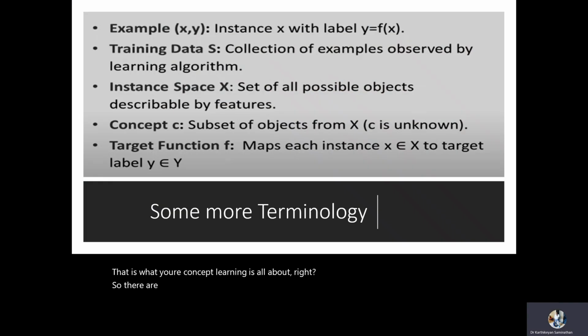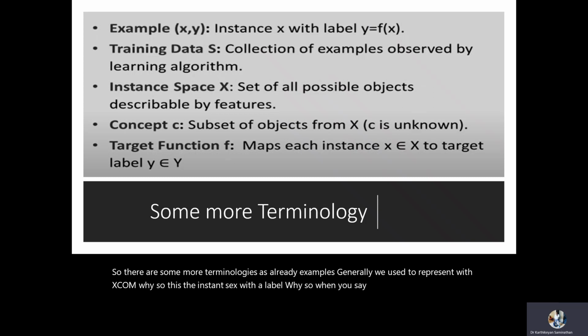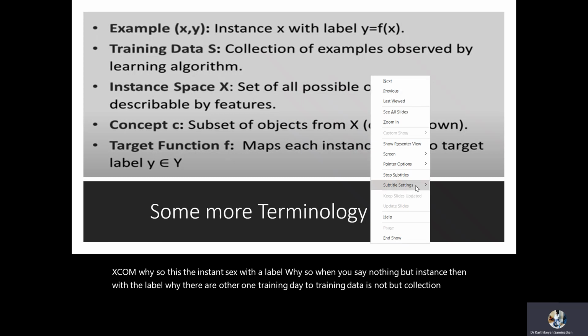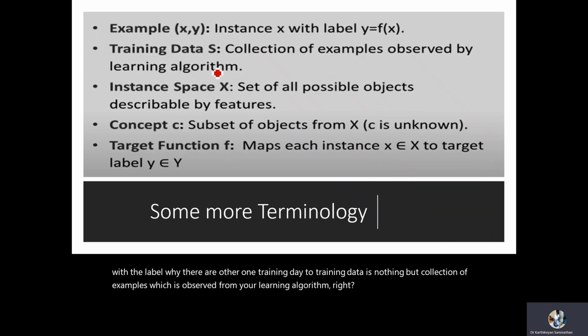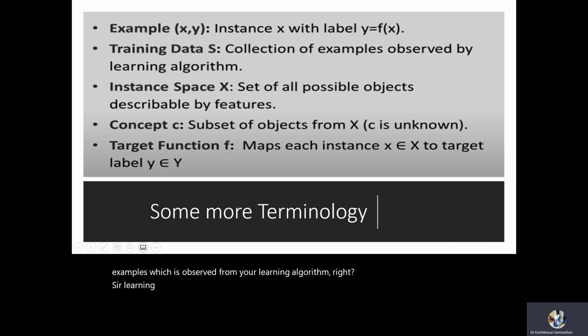There are some more terminologies, as you know already. Examples we generally represent with x comma y. So this is the instance x with the label y, right? When you say x comma y, x is an instance with the label y. Another one is training data. Training data is nothing but the collection of examples observed by your learning algorithm.